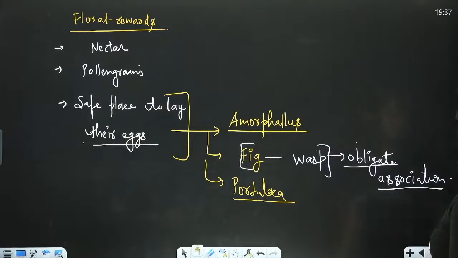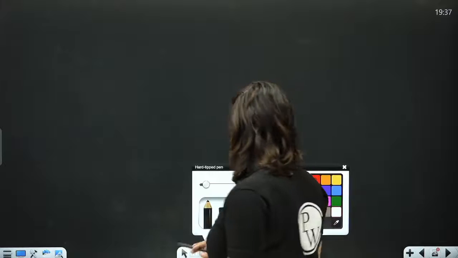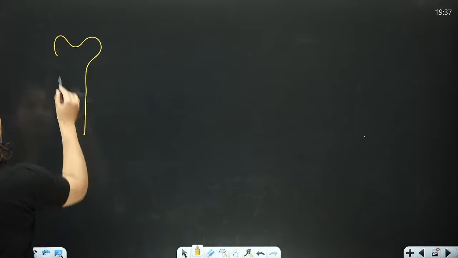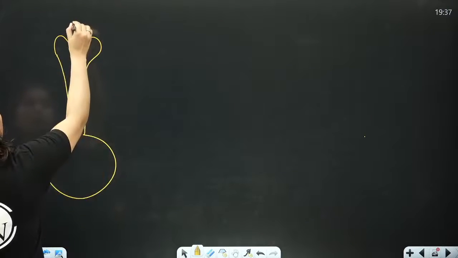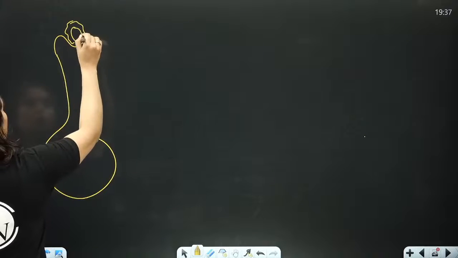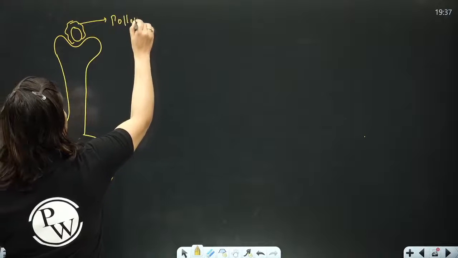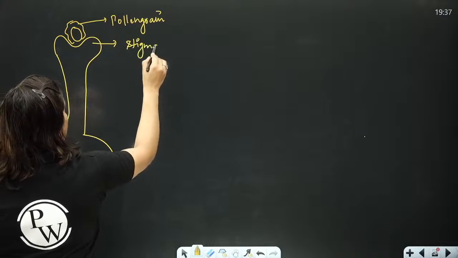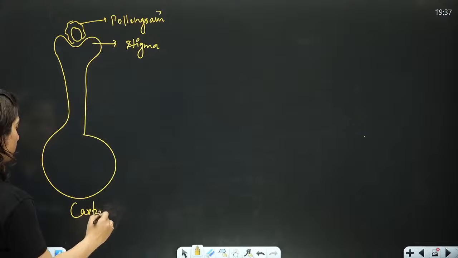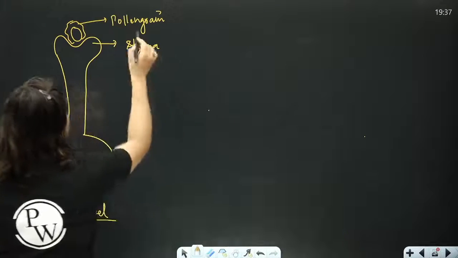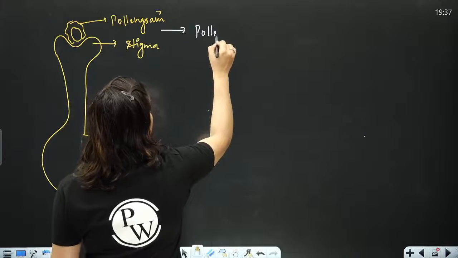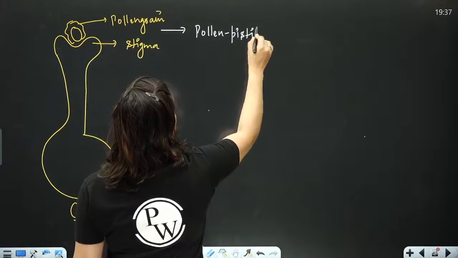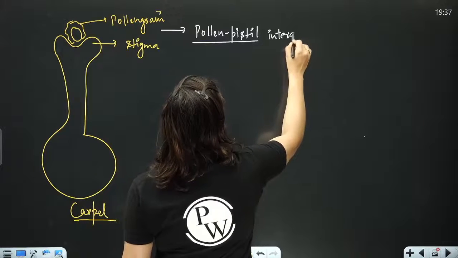Now, so this is all about the pollination. Now, after pollination, what will happen? The pollen grain has landed on the stigma of the carpel, right? So now what will happen here? Here at the stigma, there will be a pollen pistil interaction.